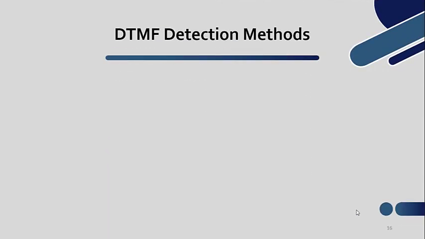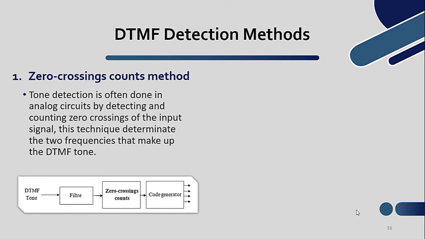Now, let's move to the DTMF detection methods. Basically, there are two methods. The first one is the zero crossings count method. Tone detection is often done in analog circuits by detecting and counting zero crossings of the input signal. This technique determines the two frequencies that make up the DTMF tone.